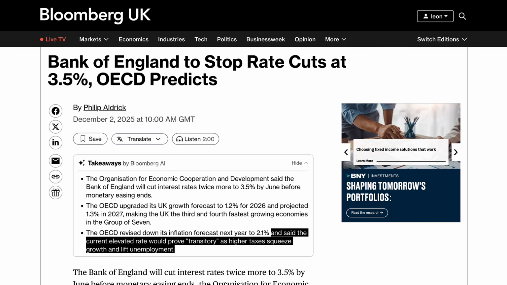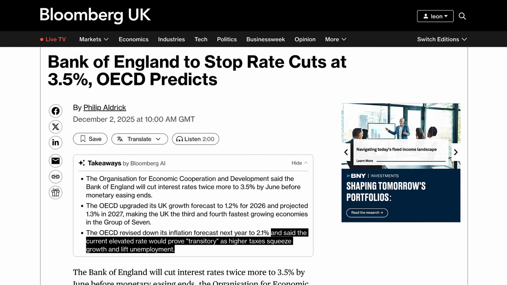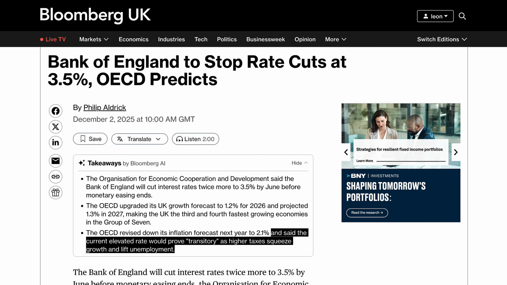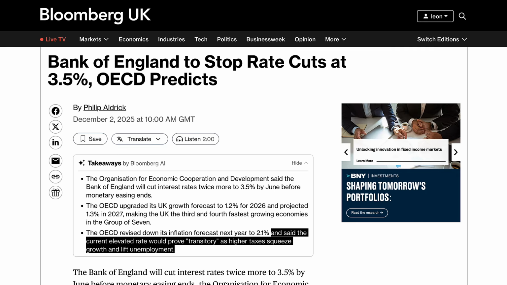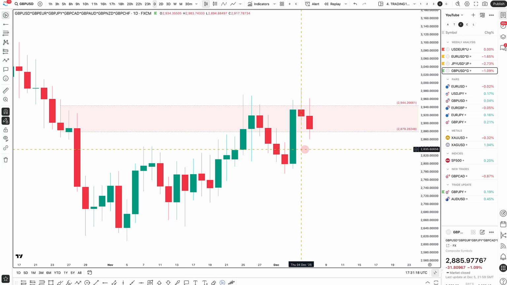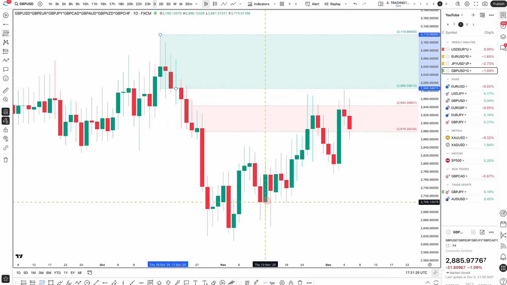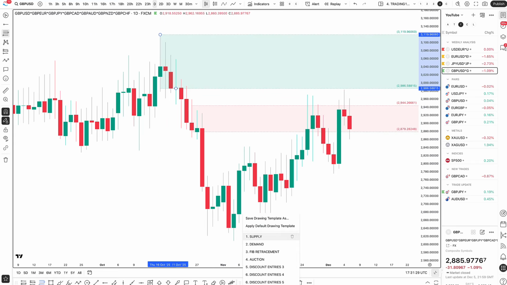So, again, in the short term, government policies and higher taxes are sure to hurt growth and lift unemployment. But again, that's why I said I think the cuts are more to counter what sounds like the fiscal policies of the Labour government. But all that really means for me is that I will continue to look for short trades on the pound, regardless of how high it goes. Just look for some shorting opportunities around here.